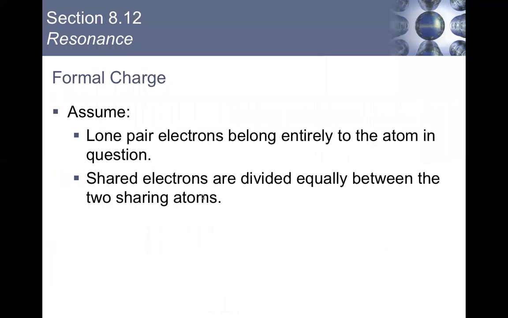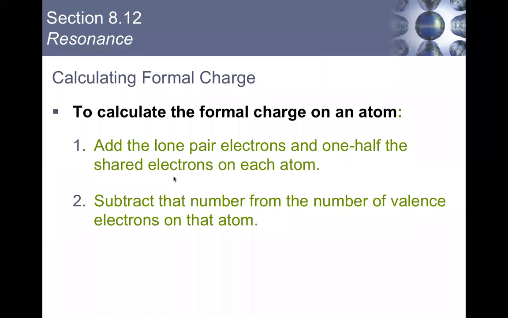So when we draw something, lone pairs belong to the atom. Shared electrons, if you have a bond between 2 things, each of them gets 1 of the electrons. So I'm going to show you 2 formulas here. The first way is you add up the lone pairs and half of the shared pairs, and you subtract them from the total number of valence electrons. That's the first way.